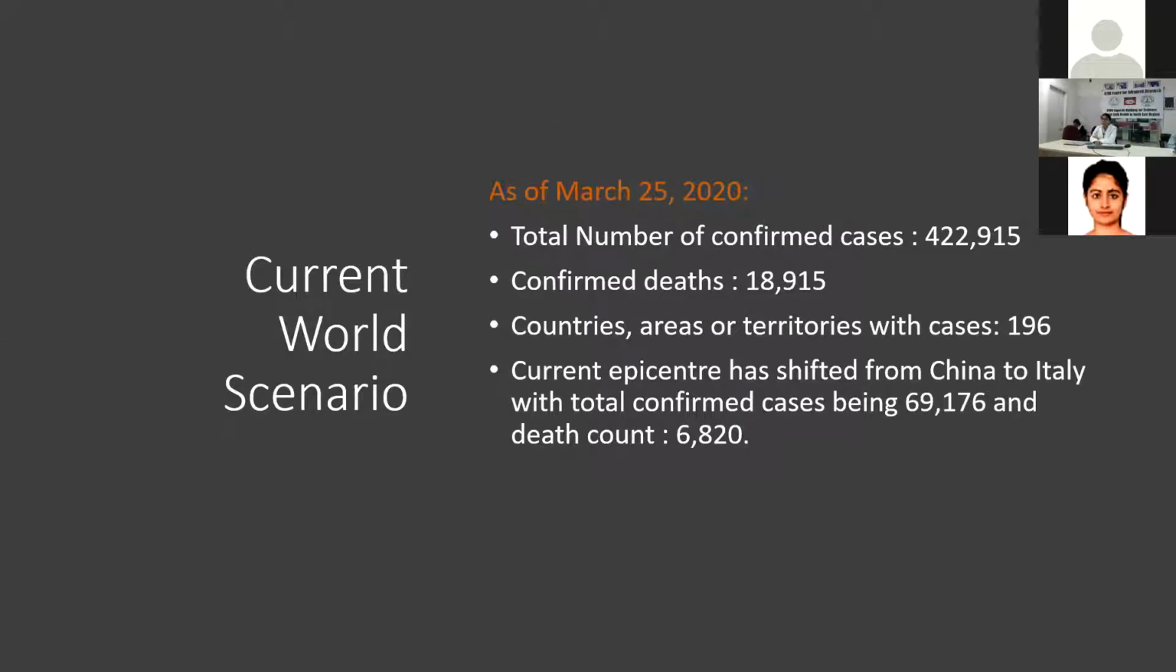Going by the current world scenario, the total number of confirmed cases has gone up to 4,22,915 with 18,915 confirmed deaths. More than 196 countries have been affected by it. The current epicenter has shifted from China to Italy, with total confirmed cases being 69,176 and death count 6,820.